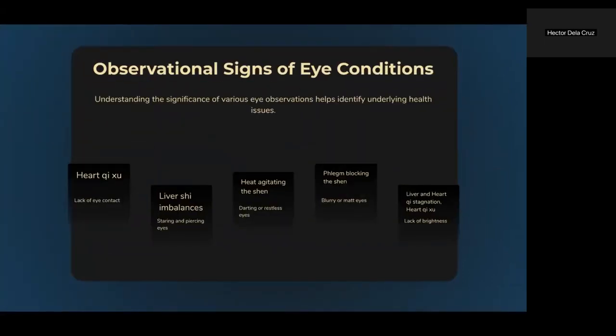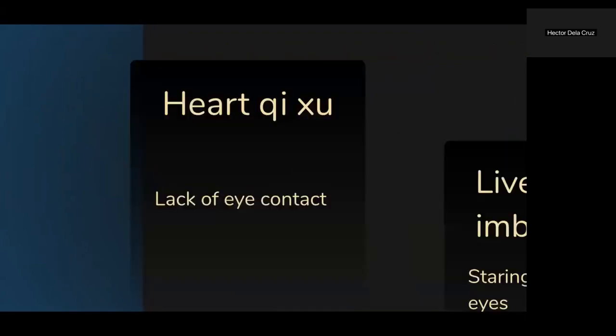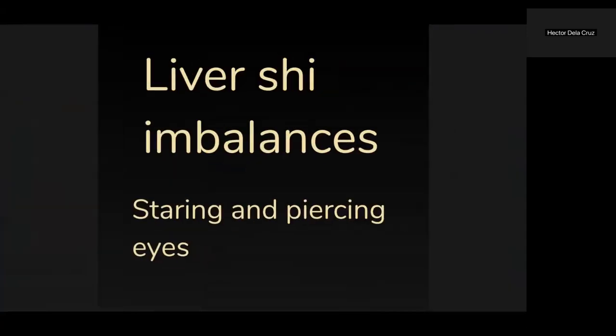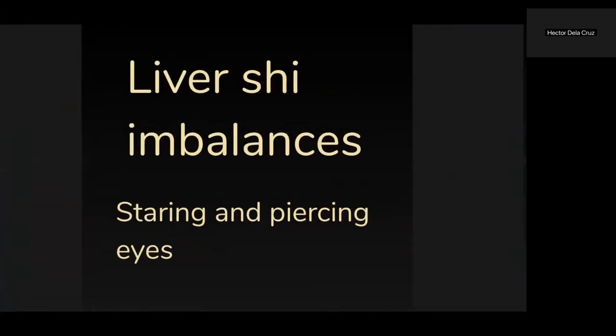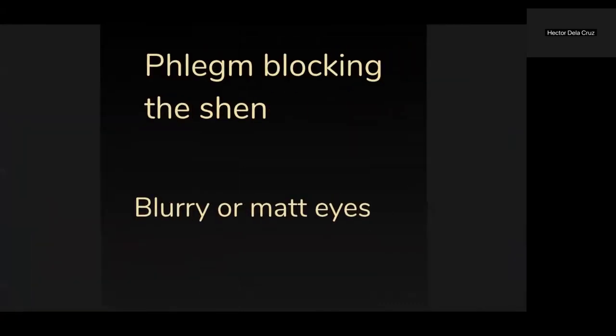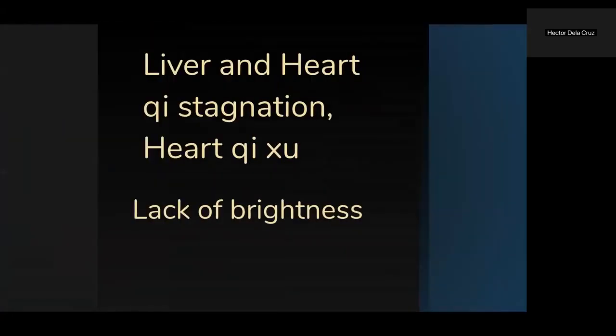Observational signs of eye conditions. Understanding the significance of various eye observations helps identify underlying health issues. Heart qi deficiency: lack of eye contact. Liver qi imbalances: staring and piercing eyes. Heat agitating the Shen: darting or restless eyes. Phlegm blocking the Shen: blurry or matte eyes. Liver and heart qi stagnation, heart qi deficiency: lack of brightness.